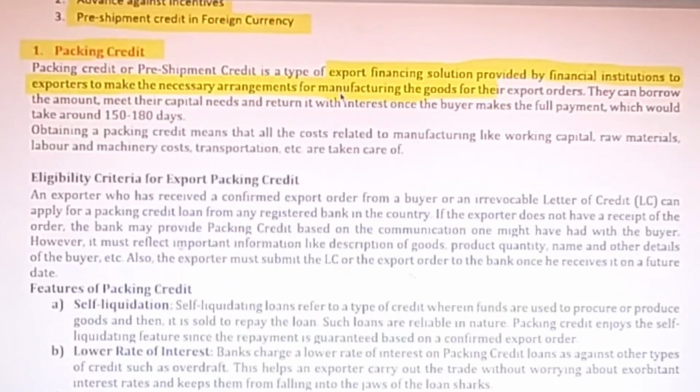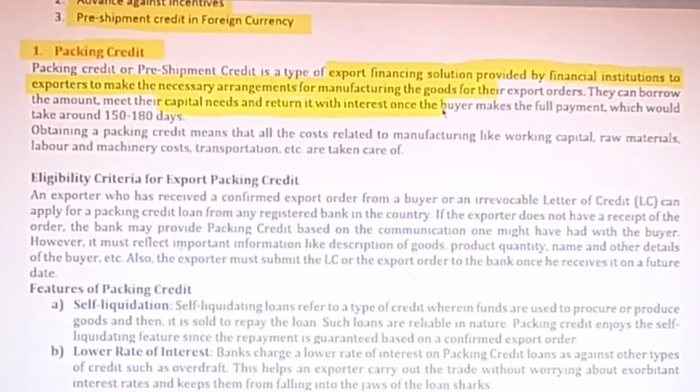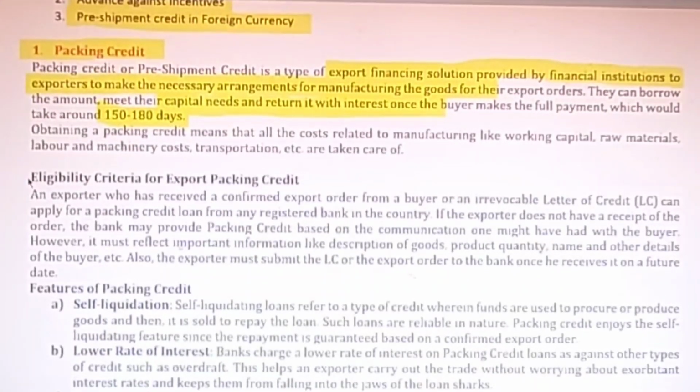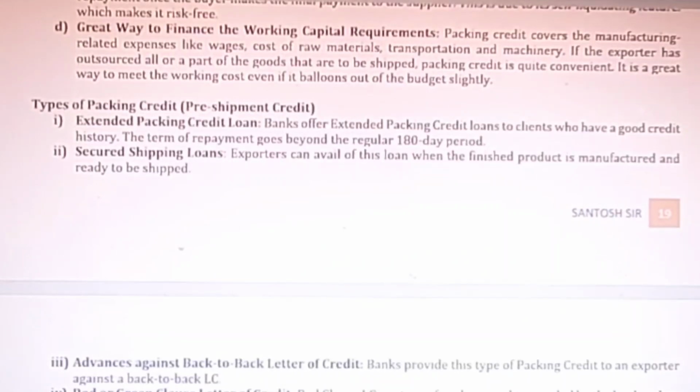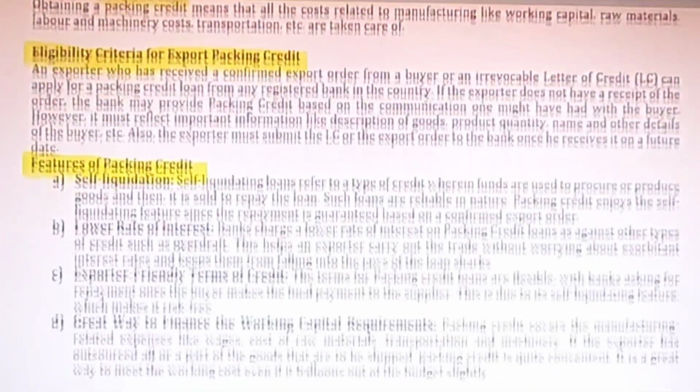They can borrow the amount for their capital needs, and in return they have to pay an interest, and this payment should be made between 150 to 180 days. Okay, so there are basic eligibility criteria for an exporter to claim this packing credit. So I have written there. Then the next one is the features of packing credit. So do not escape this one.